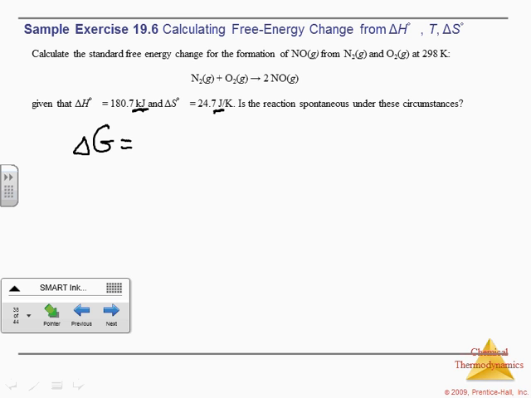So I'm going to change this to 180,700 joules. That's the delta H in joules instead of in kilojoules. You know what? Sorry, changed my mind. I apologize. The reason I changed my mind is because delta G is usually reported in kilojoules, so we won't have to worry about doing conversion at the end if I keep them both in kilojoules. So that's probably the best procedure here. So 180.7 kilojoules minus T times delta S.